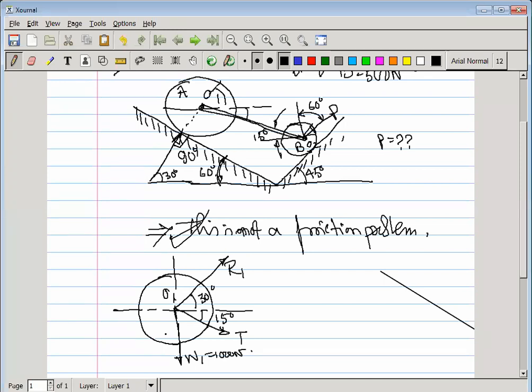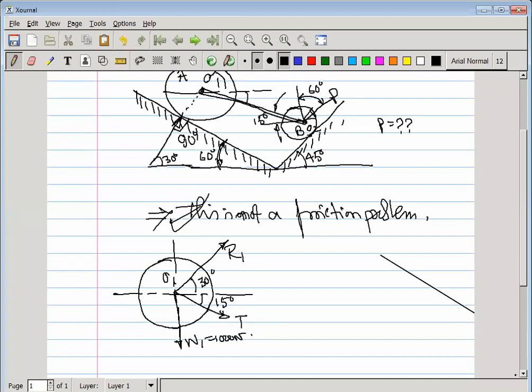Yes, sir. Okay. Similarly, now we have to draw the free body diagram for B. In B, you can see this is a smaller body, right? And the weight is half of the weight of W1. So this is W2, which is 500 Newton.